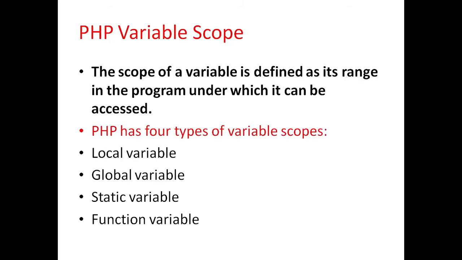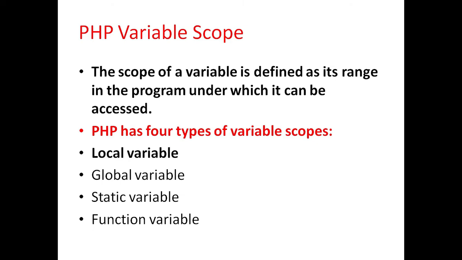The scope of a PHP variable is defined as its range in the program under which it can be accessed. That is, the scope of a variable is the portion of the program within which it is defined and can be accessed. There are four types of variable scopes: local variable, global variable, static variable and function parameter.